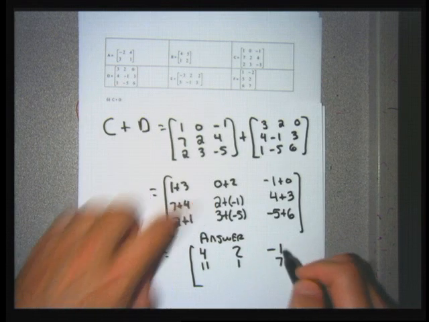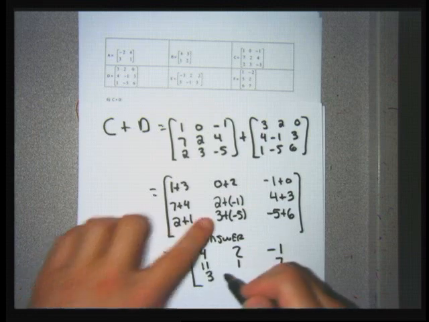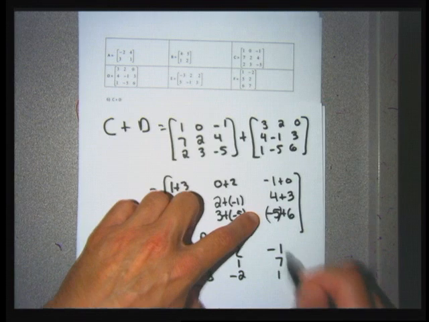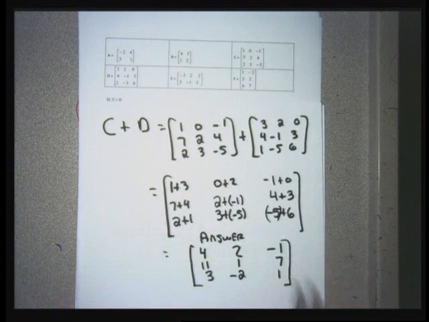4 plus 3 is 7. 2 plus 1 is 3. 3 plus -5 is -2. -5 plus 6 is 1. That's supposed to be the answer to what matrix C plus D is.